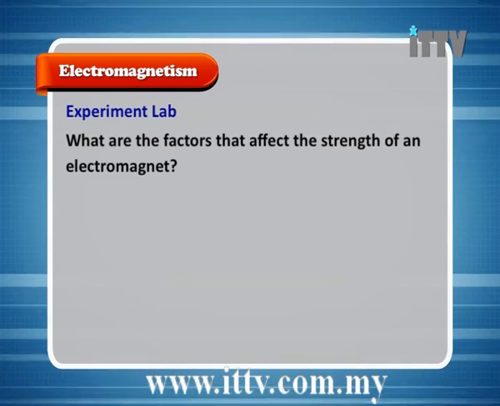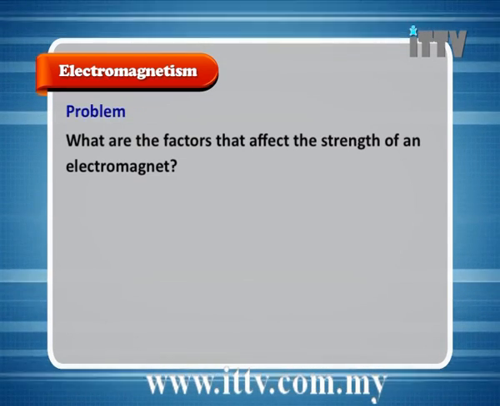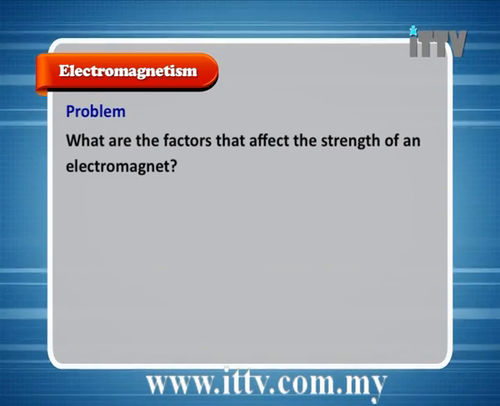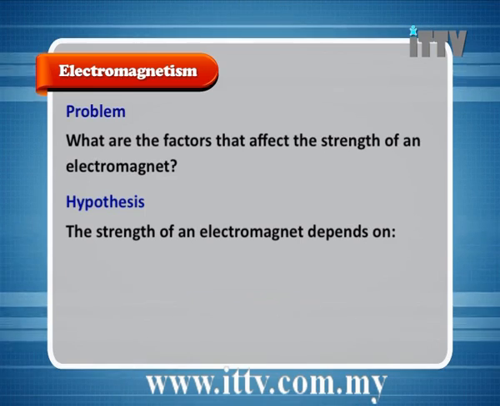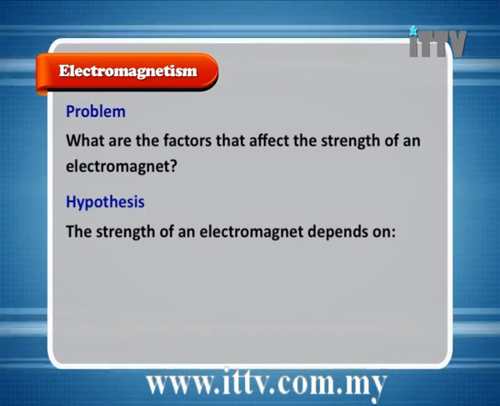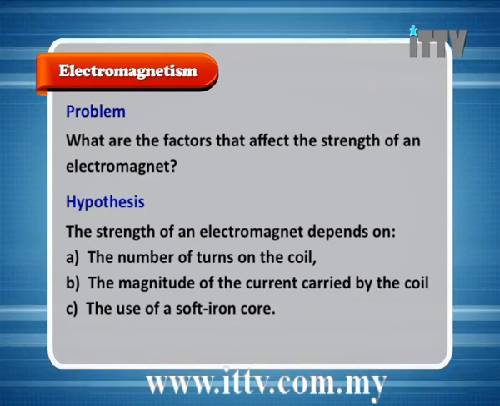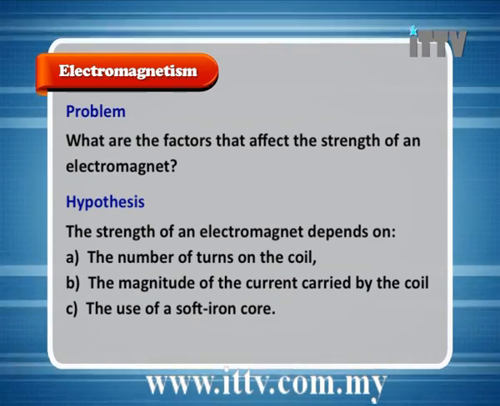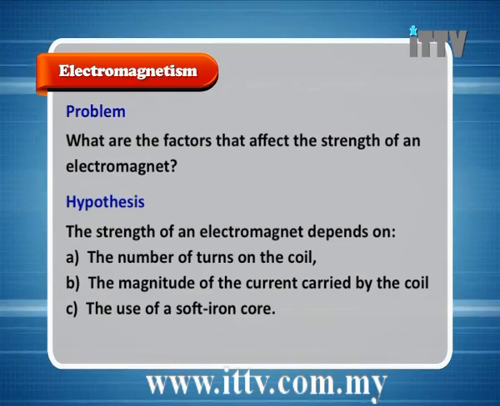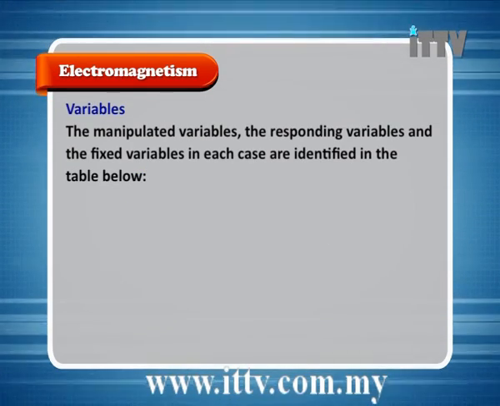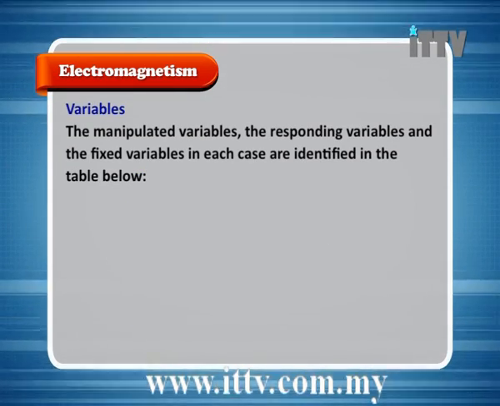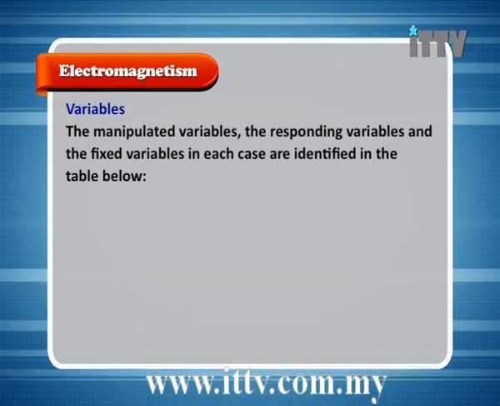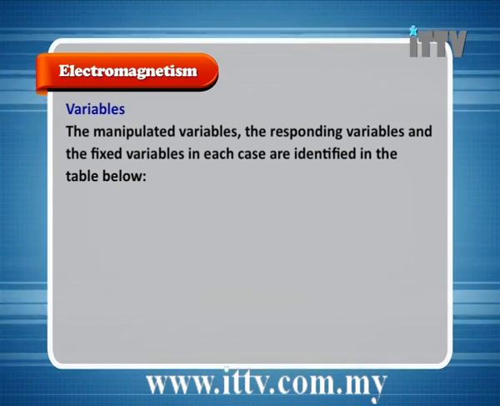What are the factors that affect the strength of an electromagnet? Problem: what are the factors that affect the strength of an electromagnet? Hypothesis: the strength of an electromagnet depends on the number of turns on the coil, the magnitude of the current carried by the coil, and the use of a soft iron core. The manipulated variables, the responding variables, and the fixed variables in each case are identified in the table below.